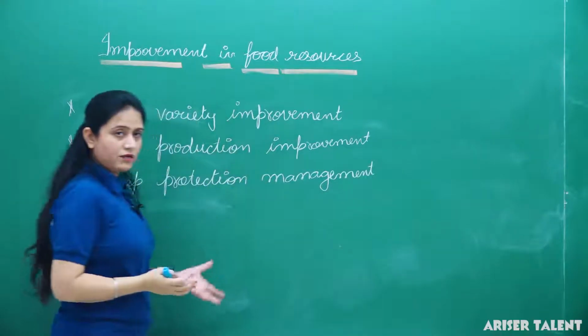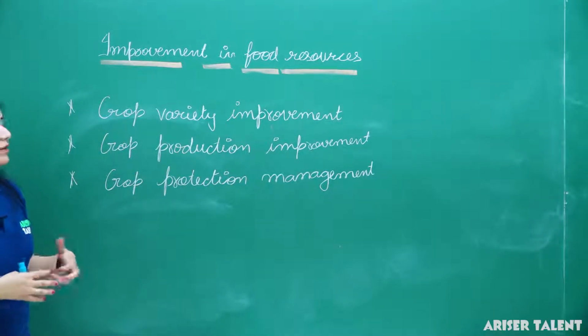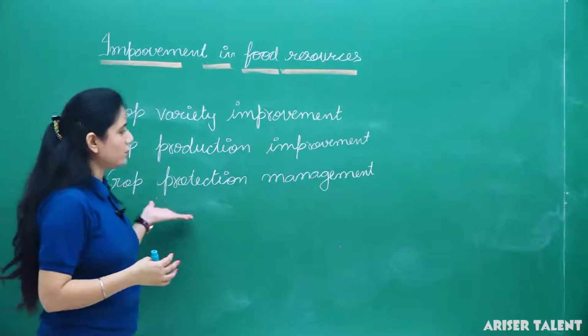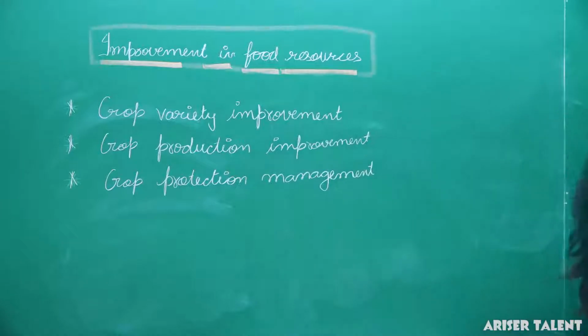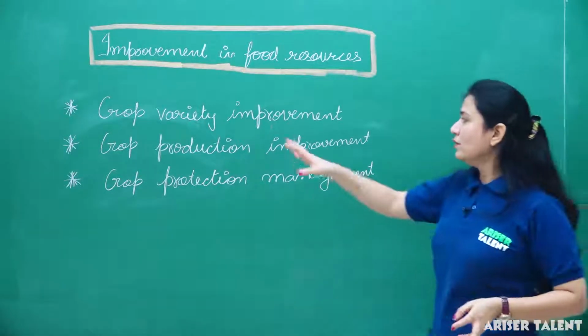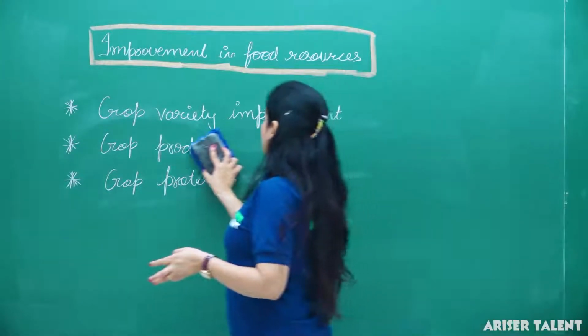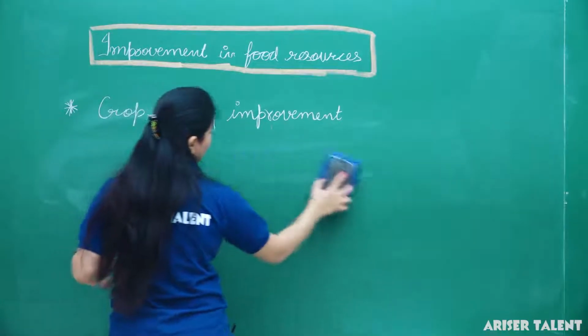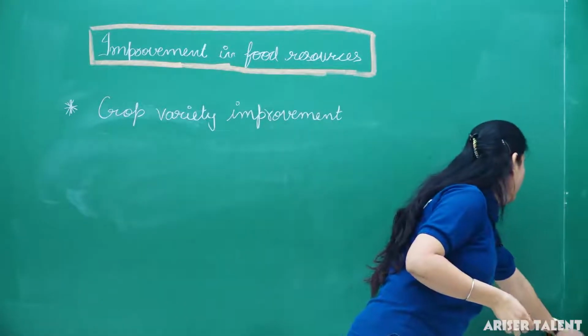Once the crops are harvested, then they need to be protected, and how will they be protected? This is known as crop protection management. Now first of all we will discuss crop variety improvement. Why do we need it? We need it to get the high yield of the crops.